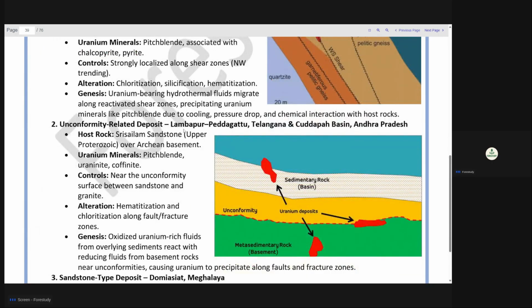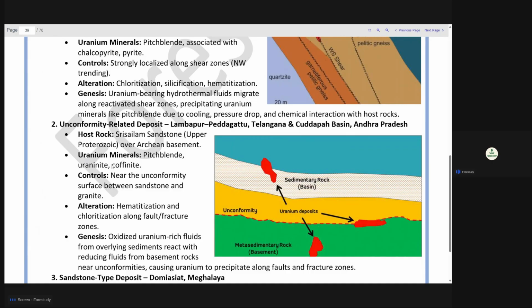Unconformity related deposits are at Lambapur, Peddagattu in Telangana, and the Kadapa Basin in Andhra Pradesh. So always remember, uranium can be present as unconformity deposits, above or below the unconformity, or it can be present as vein deposits. In India, mostly we get these two types of deposits. The host rock is Srisailam sandstone over Archean basement. Say for example this unconformity is there. This is the Archean basement, and along the unconformity we will get uranium deposits.